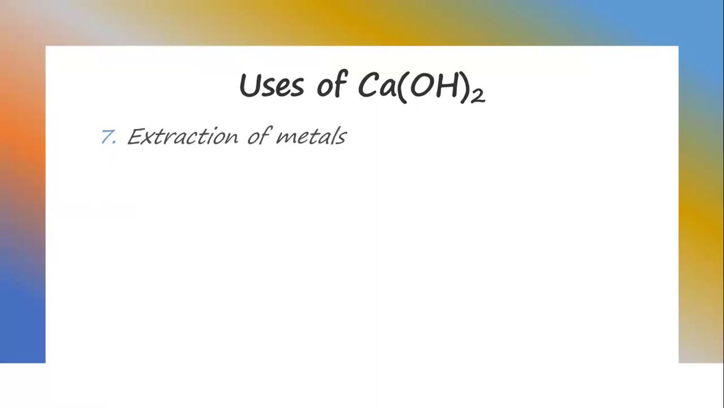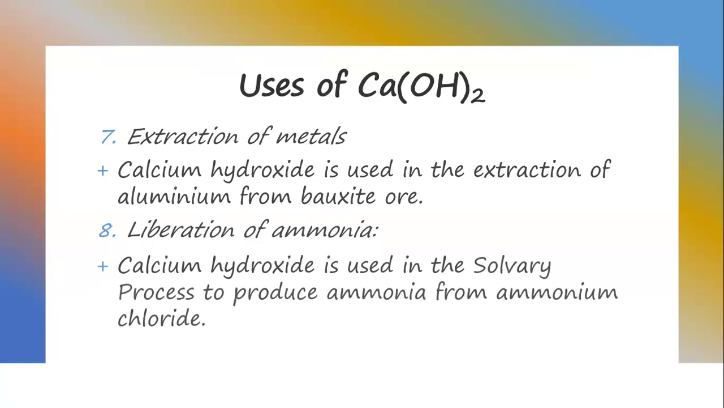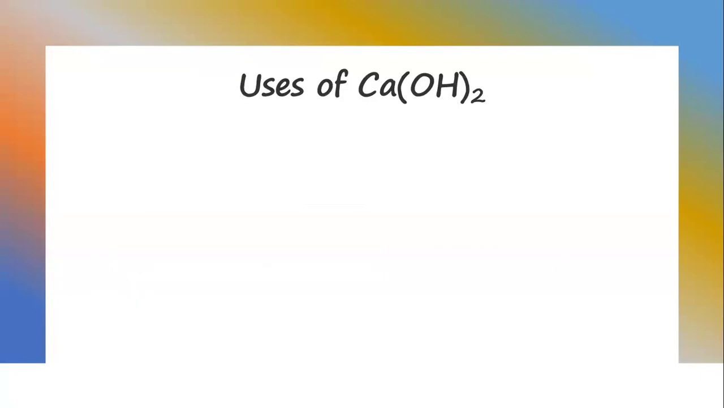The other one is the extraction of metals. Calcium hydroxide is used in the extraction of aluminum from bauxite ore. So that's how it is used in the extraction of metal, and also in the liberation of ammonia. Calcium hydroxide is used in several processes to produce ammonia from ammonium chloride.